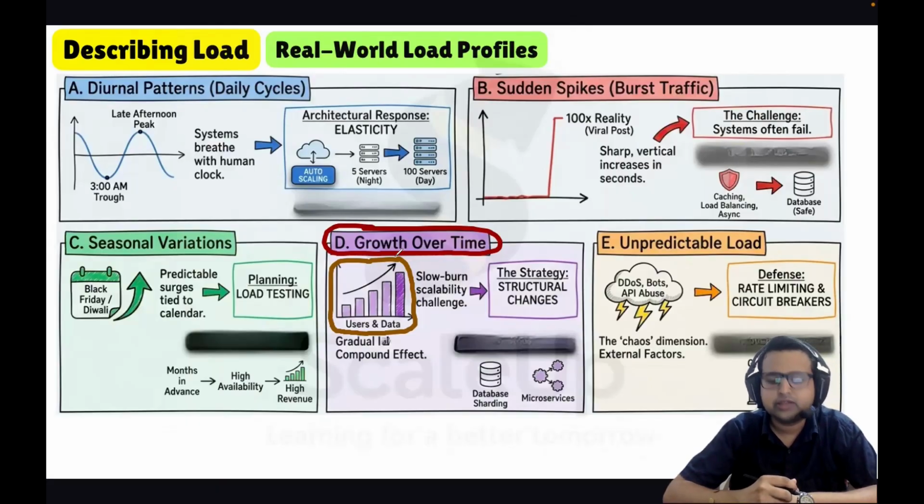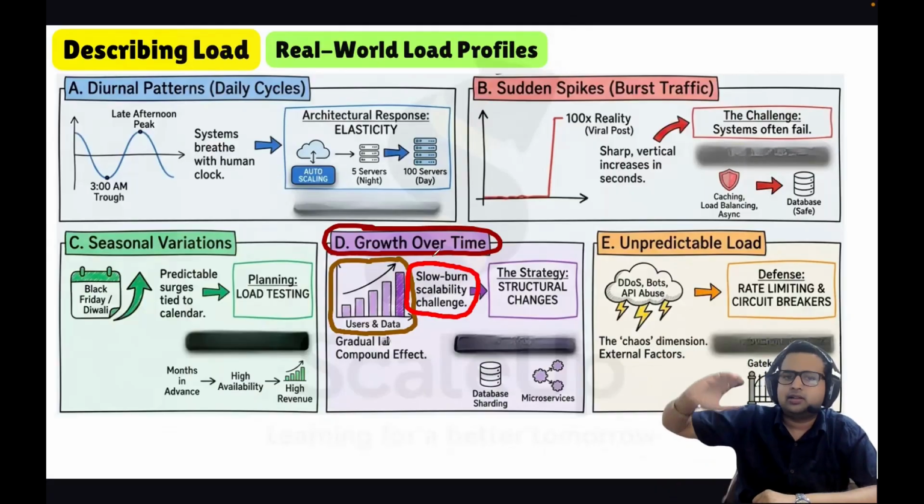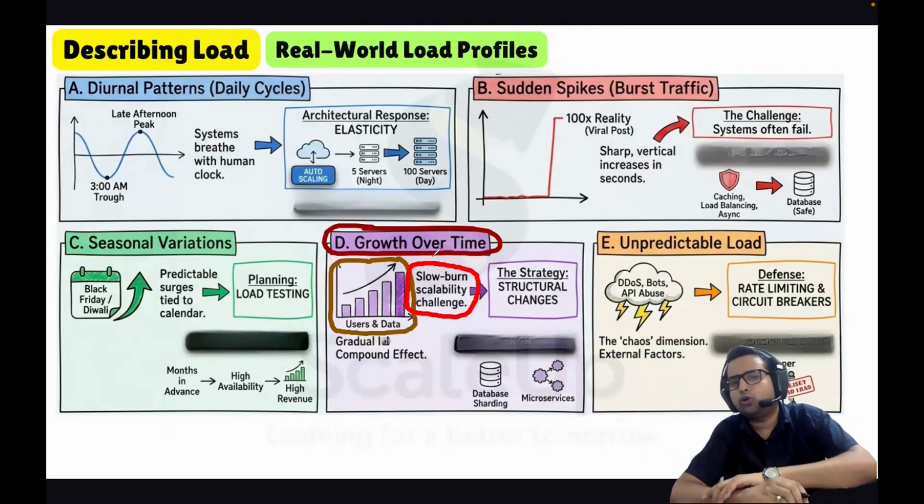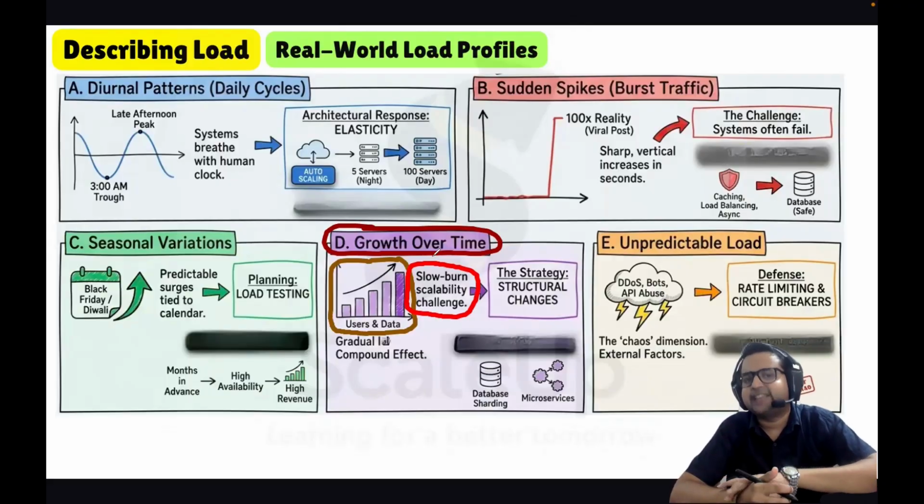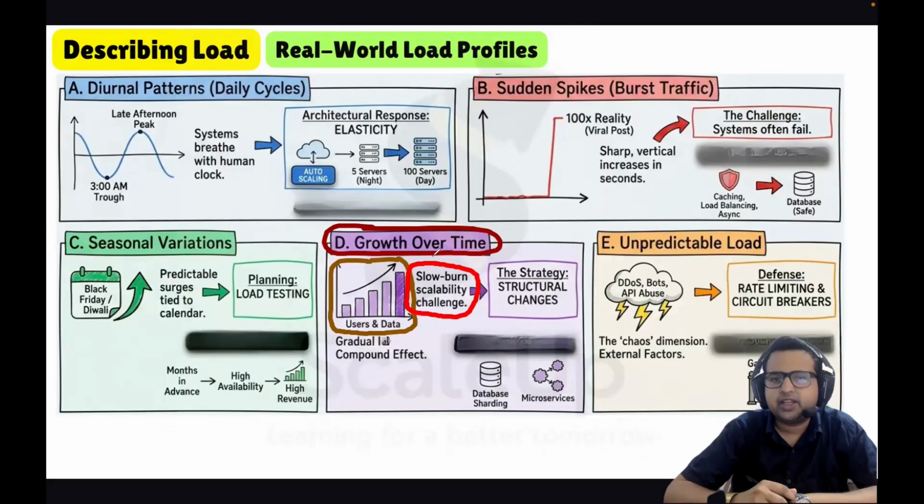Now this is the slow burn scalability challenge, because growth over time is not a sudden spike, rather it's a slow and gradual process. Slowly we see this process. So it's a slow burn scalability challenge. So it's the compound effect.